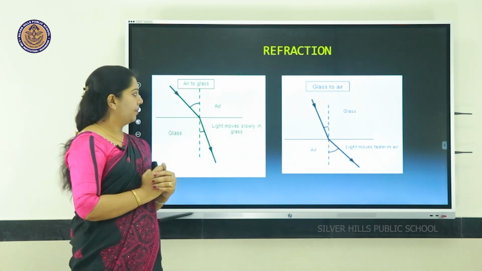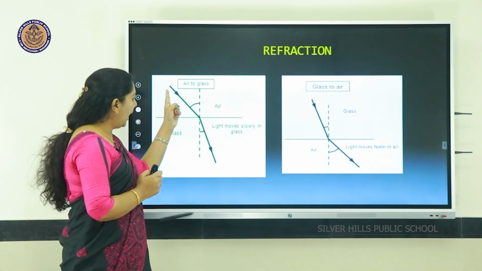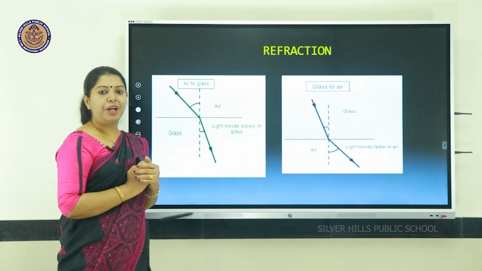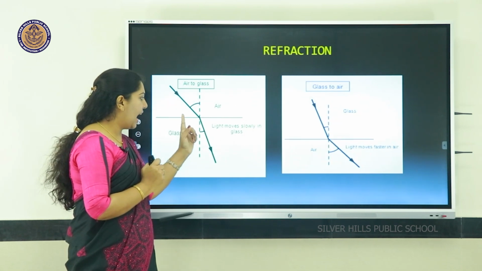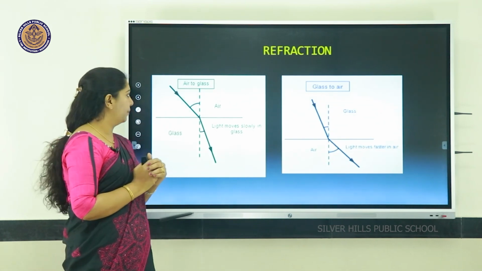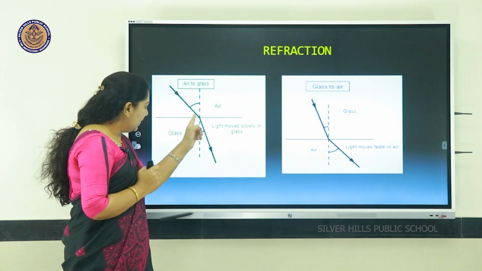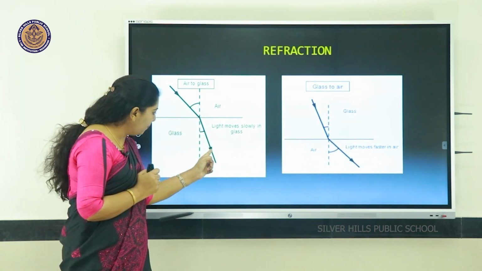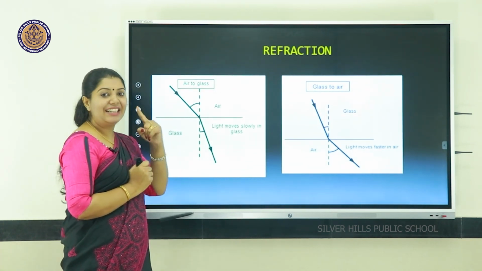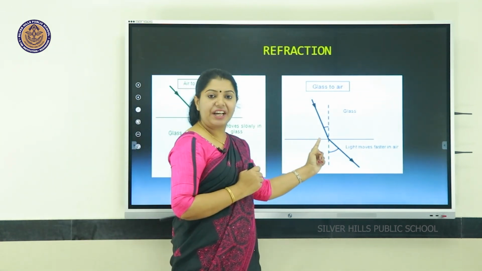Consider these two figures. In the first figure, we can see that a ray of light travels from air to glass. Here, air is a rarer medium. Rarer medium means light moves faster. So, a ray of light travels from air to glass. This is the refracted ray. This refracted ray bends towards the normal because glass is a denser medium and air is a rarer medium.